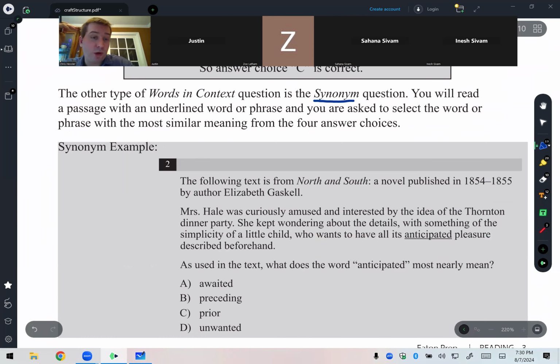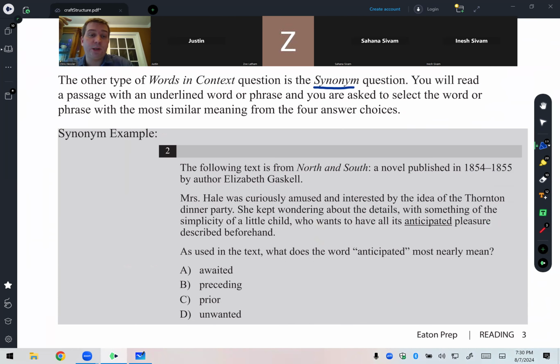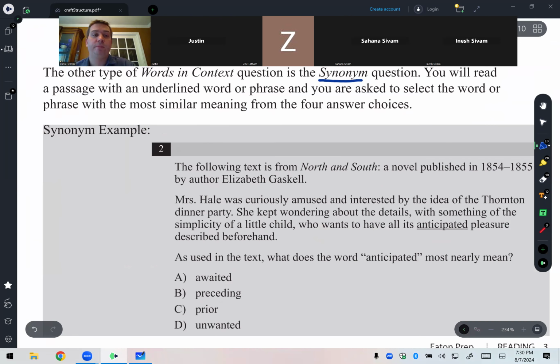And again, we can read the words back into the sentence. We can read the other answer choices in here and see which one makes sense. So we're going to try that with this one.